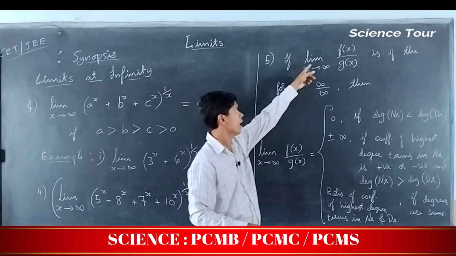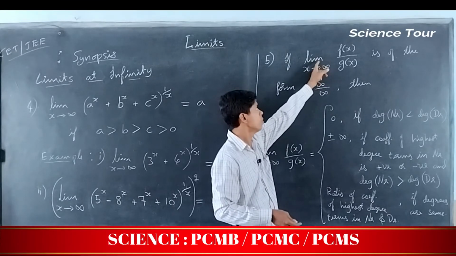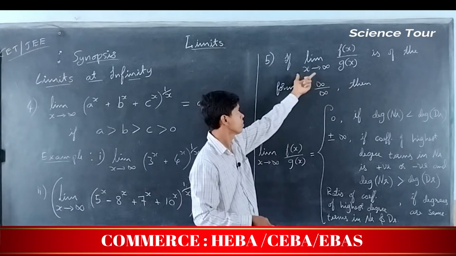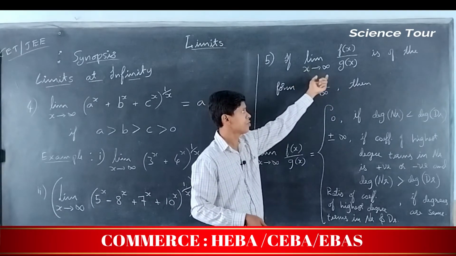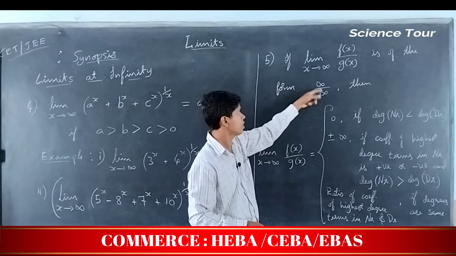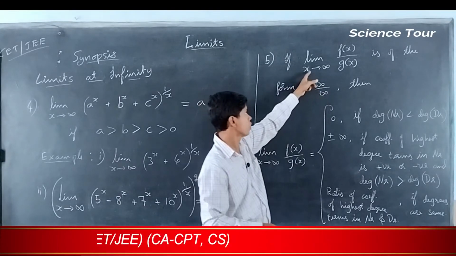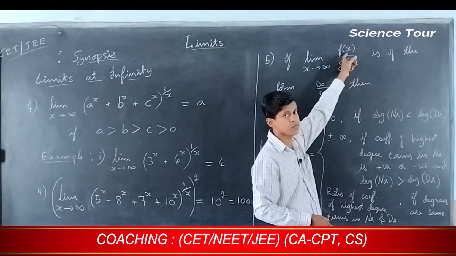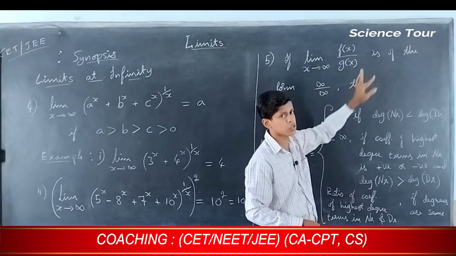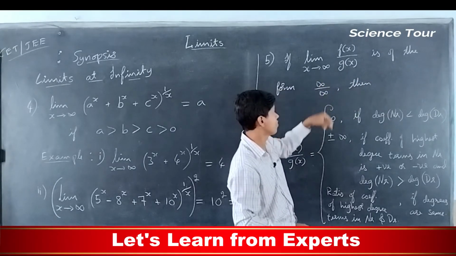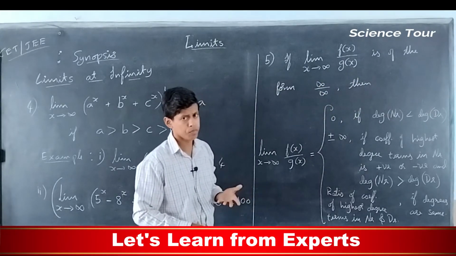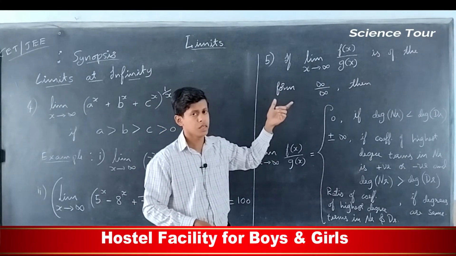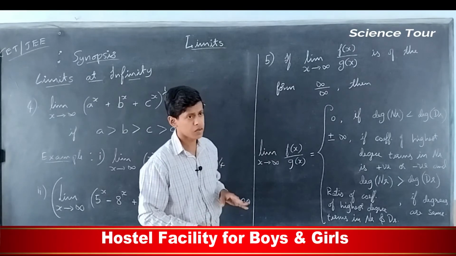If you have limit of f of x by g of x, where g of x is not equal to 0 obviously, and if x tends to infinity is of the form infinity by infinity. So when x tends to infinity, f of x will tend to infinity, g of x also will tend to infinity. You have infinity by infinity, which is an indeterminate form. That's not the answer actually. 0 by 0, infinity by infinity, all those are indeterminate forms.